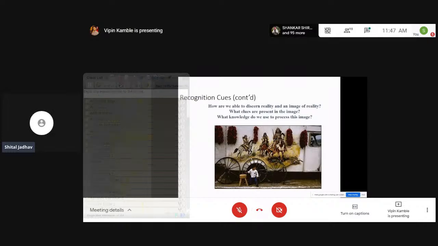So as humans, we can easily, immediately know that the child is real and the men sitting on horses in the background are only in the form of painting. So for a computer, how will you tell the computer what is reality and what is only picturization? So what knowledge do we use to process this image? The basic knowledge of, yes, we know how a painting looks, and we also know how a child looks.